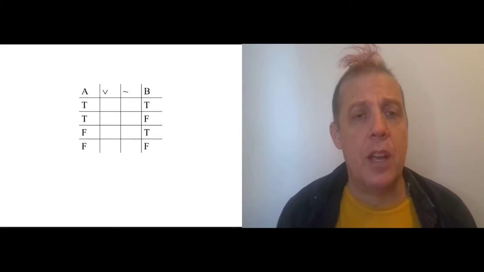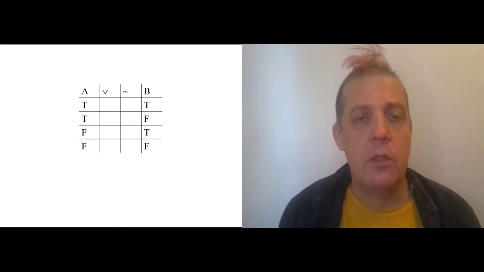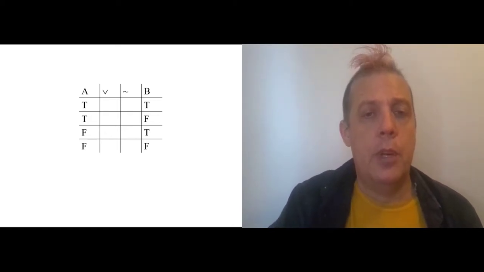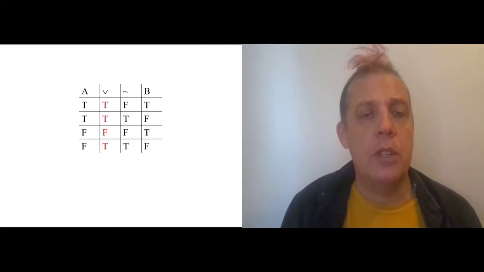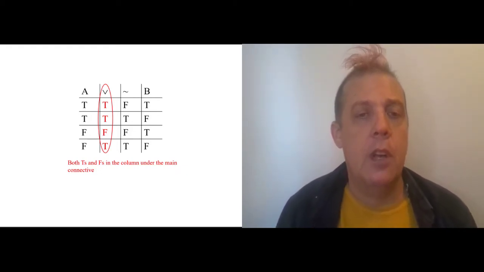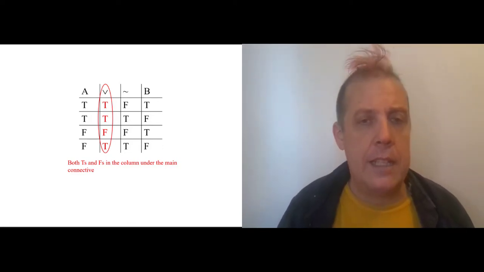So here's a simple example of a contingent statement, A or not B. And we start with the individual sentence letters, right? So A is true, true, false, false. B is true, false, true, false. We flip the B for the next column, and then we get the or statement in the middle, and we can see that the or contains both T's and F's under the main connective. So this is a sentence that could go either way. It's contingent.